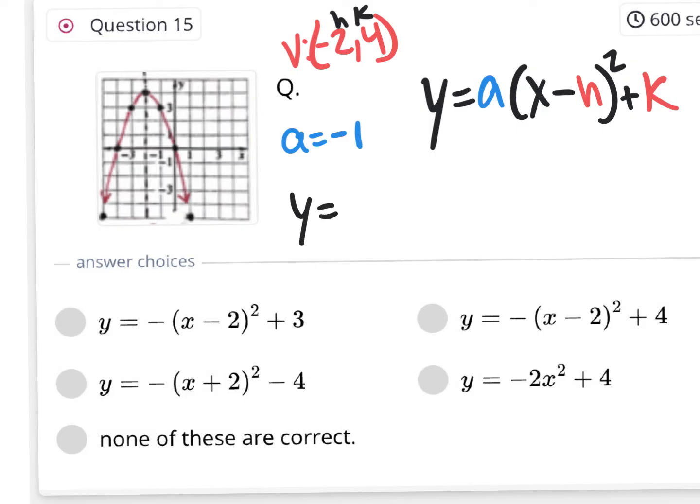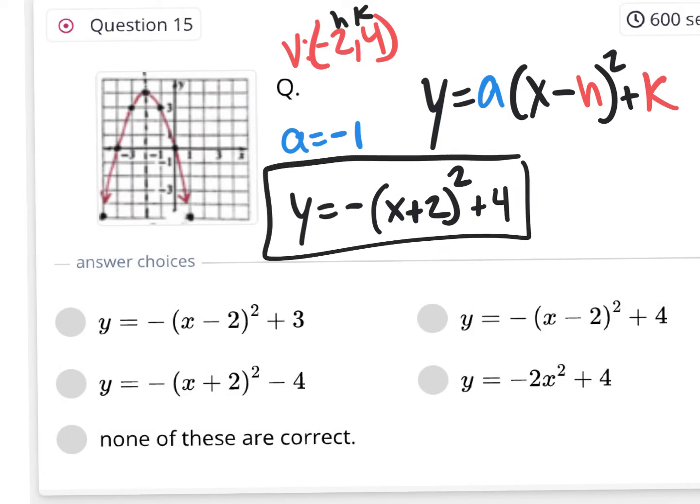Y equals a is negative 1. You don't even need a negative 1, you could just put a negative sign. And then x, now instead of writing minus h, we're going to think opposite of getting to this position, which would be a positive 2 instead of a negative 2. So in here you'd have a plus 2, close parentheses, squared. And then we have the k value of 4. You take that for what it is, and we are done.